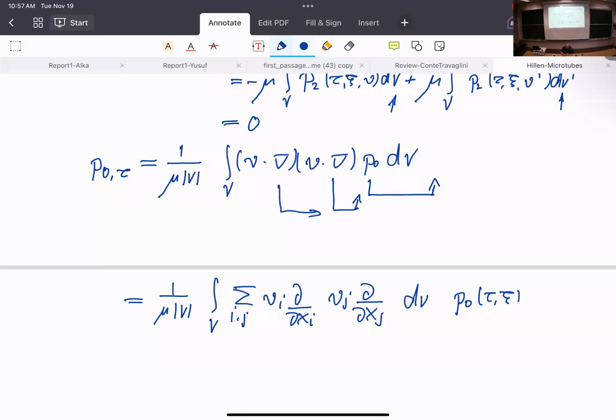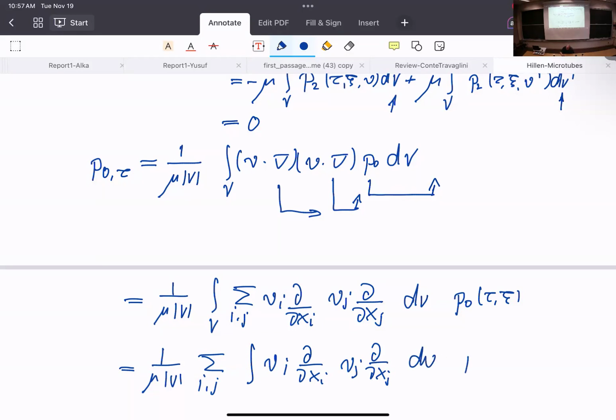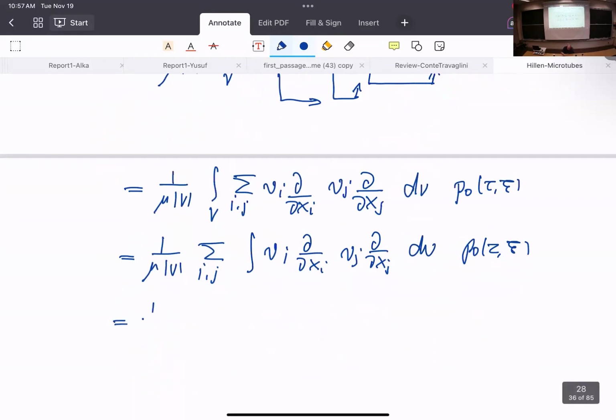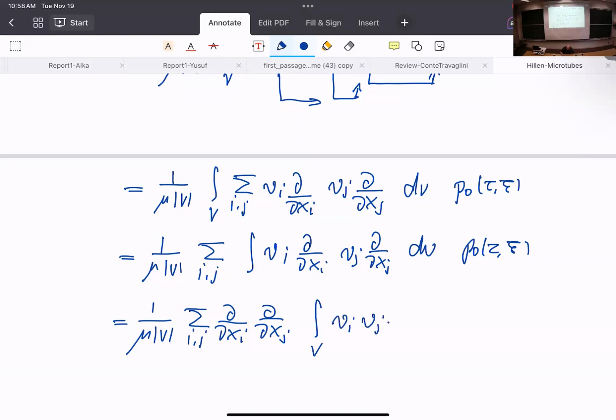And now I switch the integration and the sum. So then I have 1 over mu v, sum over i and j equals 1 to n. Let's do it step by step: vi d by dxi, vj d by dxj, dv, p0 of tau and c. So let me drag you through this at least once in your life. Life will be nicer once we have done this. So then I take out the derivatives to the left. Then I have sum over i and j, d by dxi, d by dxj, of an integral of vi, vj, dv, p0 of tau and c.